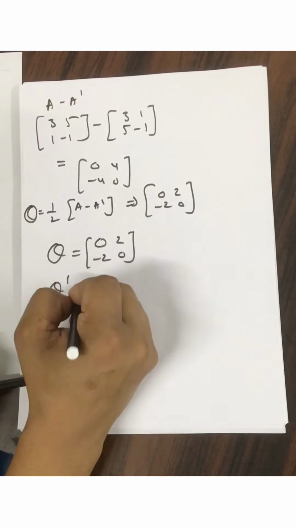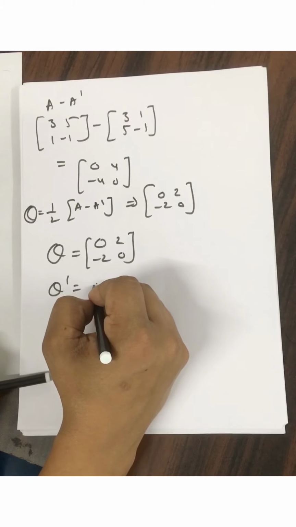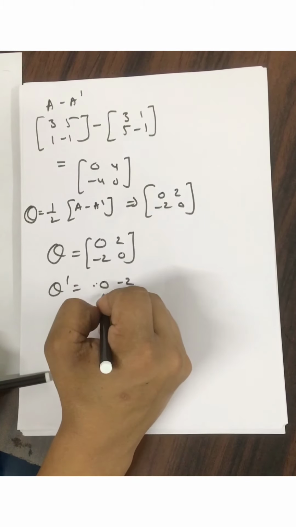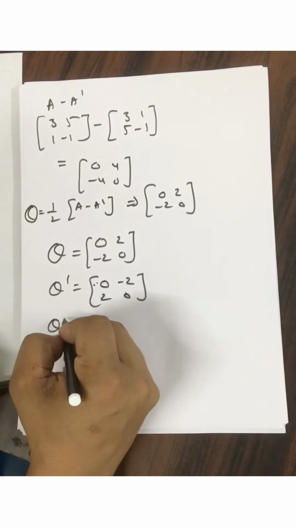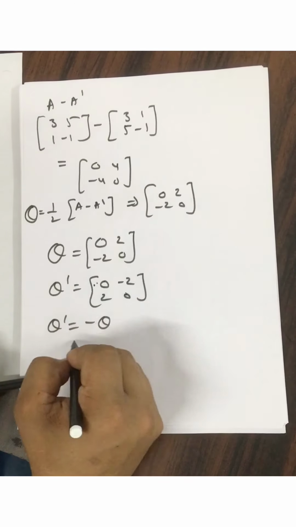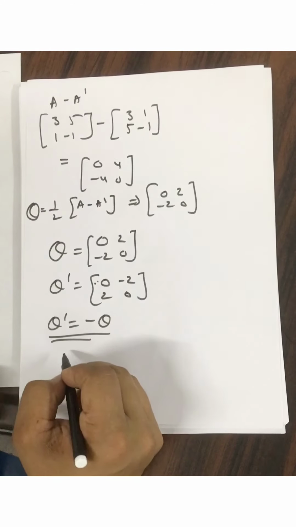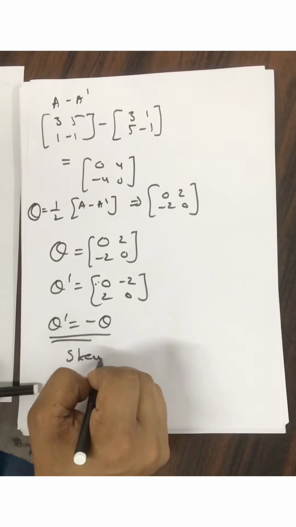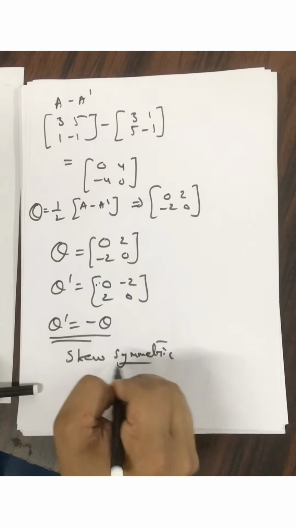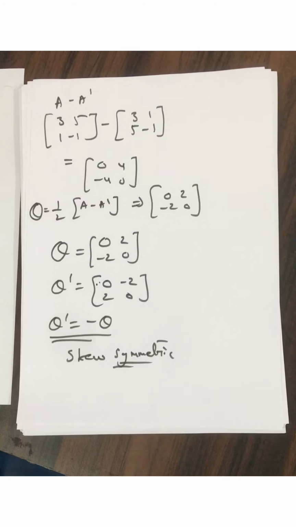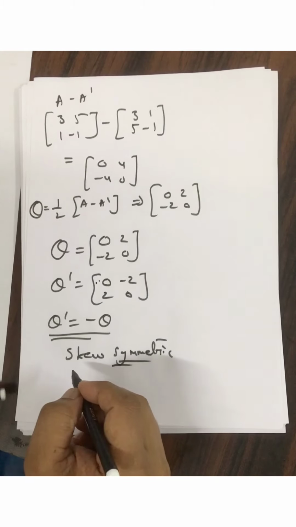So if you find Q dash, it will be 0, minus 2 and 2 and 0. That means you have to take minus common. So Q dash equals minus of Q. So what is this? This is skew symmetric. This is not coming the same, so then this is skew symmetric.